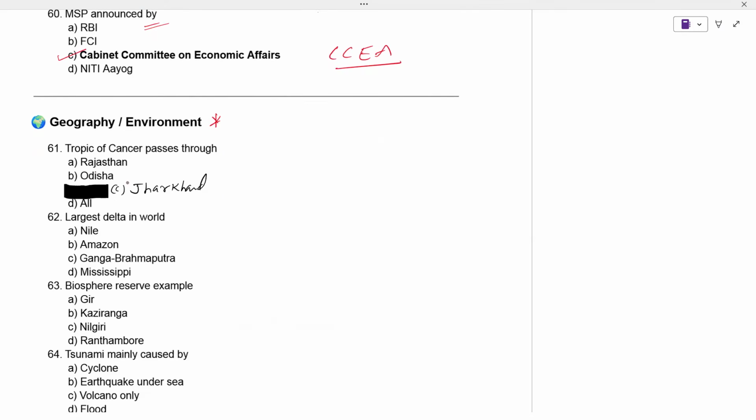Option A, Rajasthan, B, Odisha, C, Jharkhand, D, all. Yes, all of the above. And particularly, Ranchi is the capital of Jharkhand. But that's what I mentioned now. Tropic of Cancer passes through, no doubt, option is all the 3 states mentioned. And with this, of course, you have Madhya Pradesh, and you just go through that, you can find the answer.